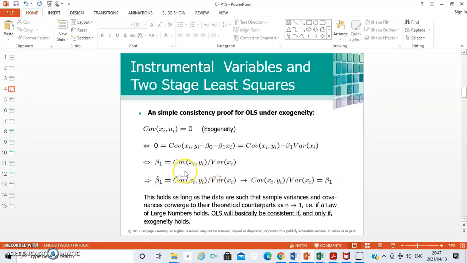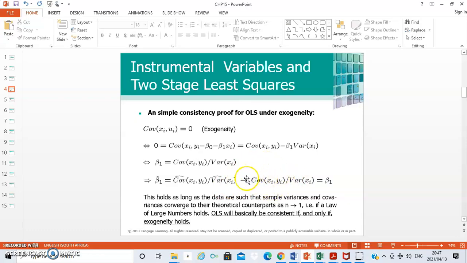It will then also follow that if it's true for the population, it will also be true for the estimated value, because we are basically saying the estimated value tends to move closer to the actual value. Now we say that for as long as you have this covariance or this type of relationship, then it means that there is exogeneity.